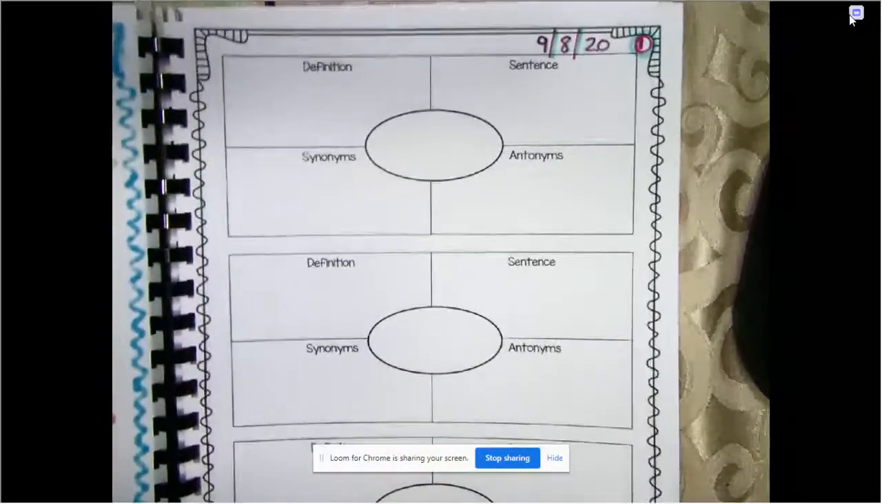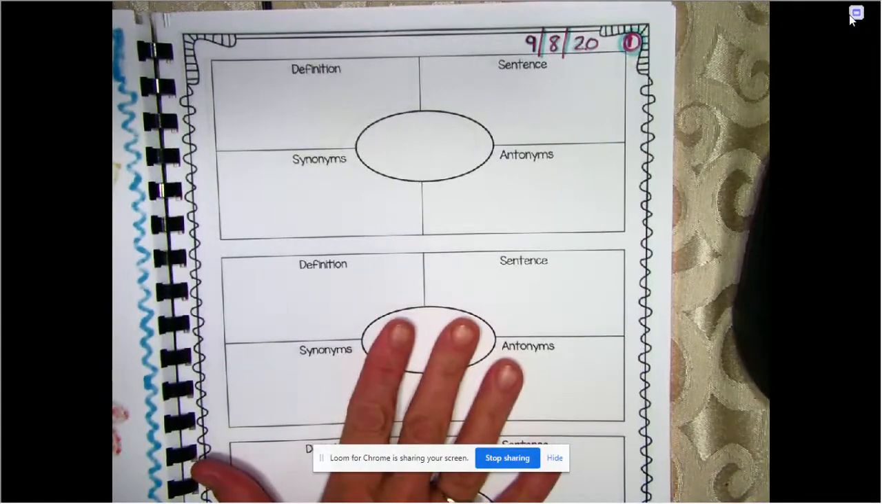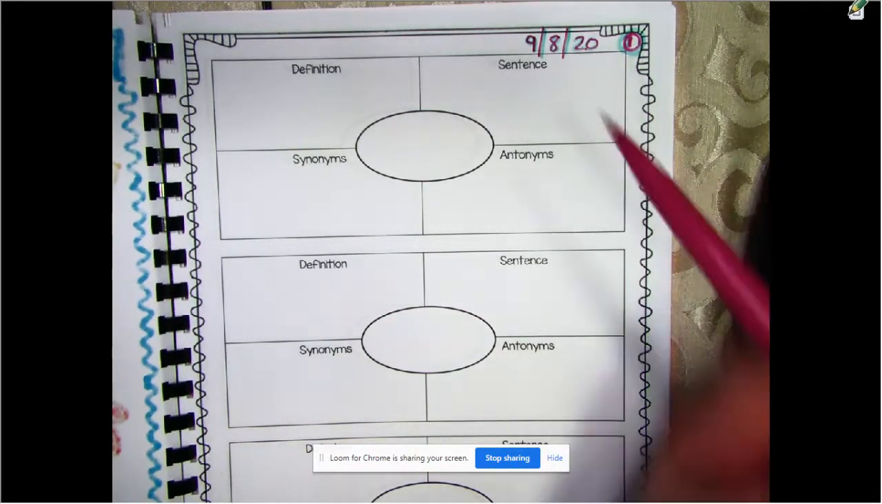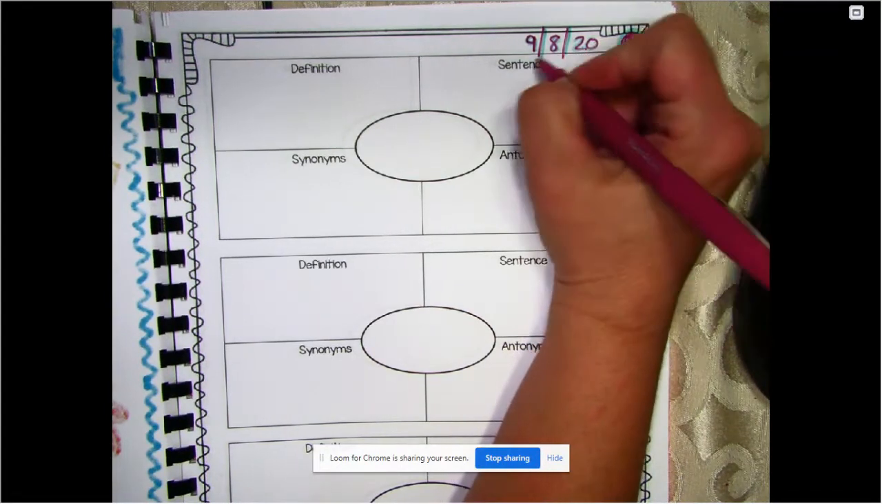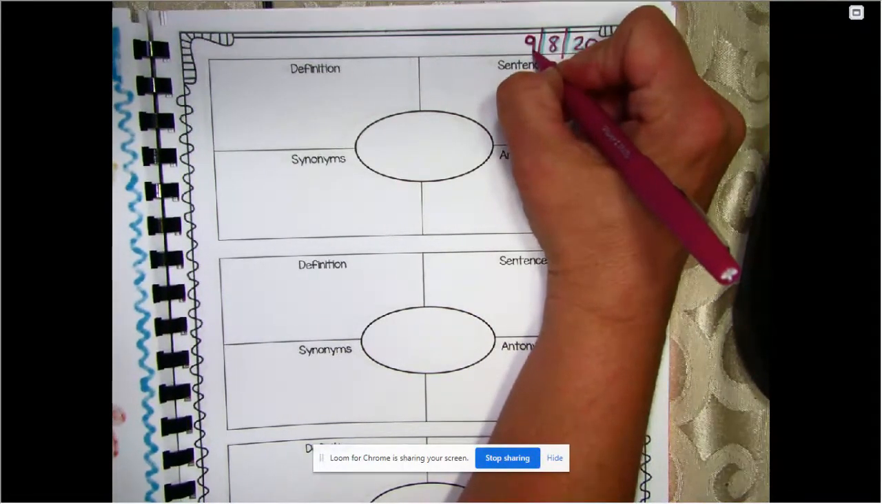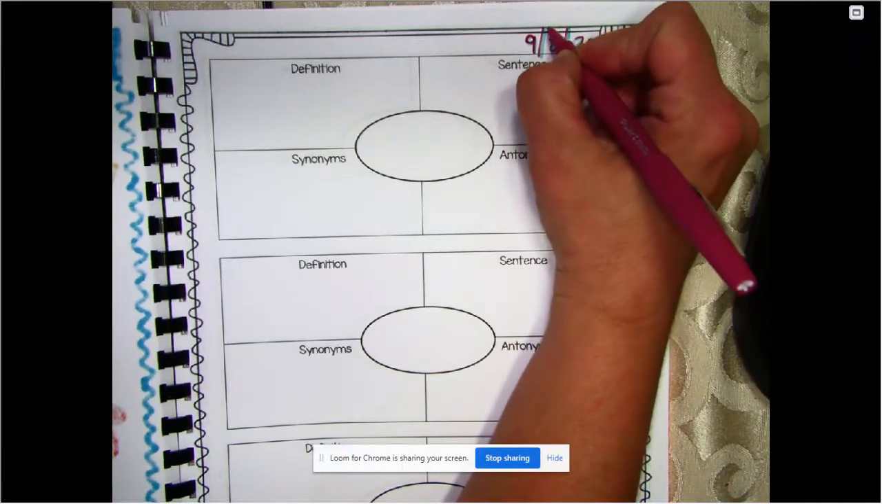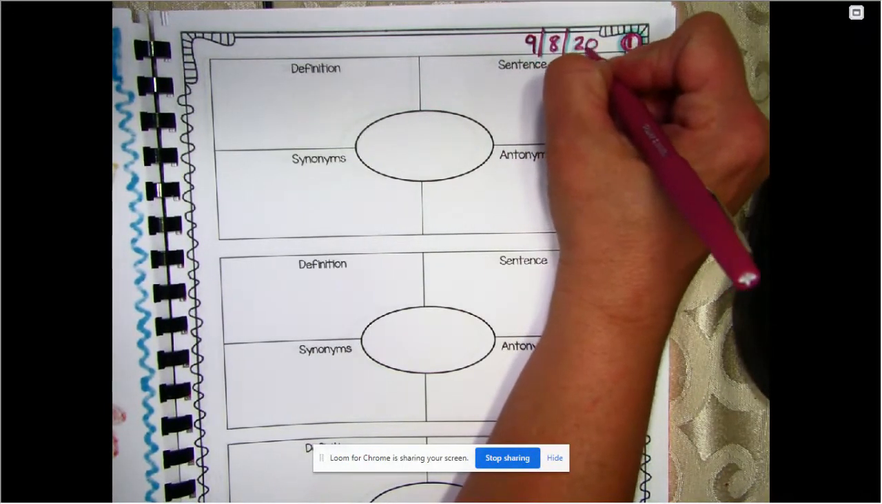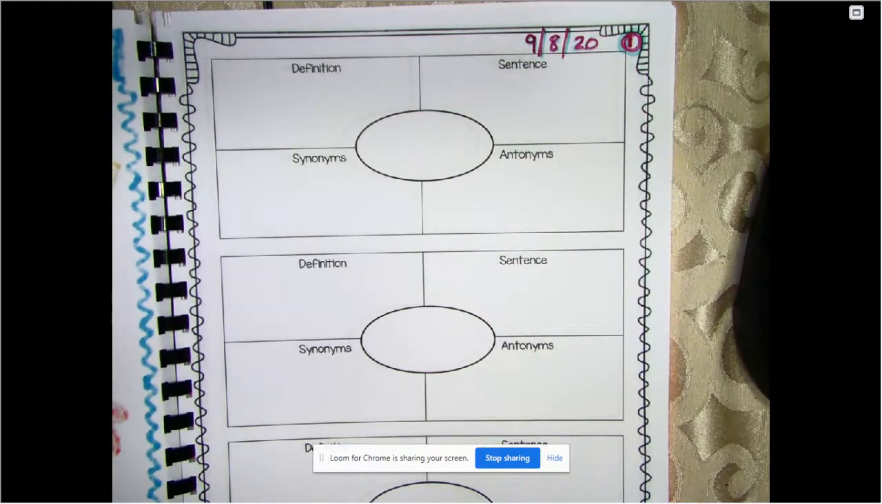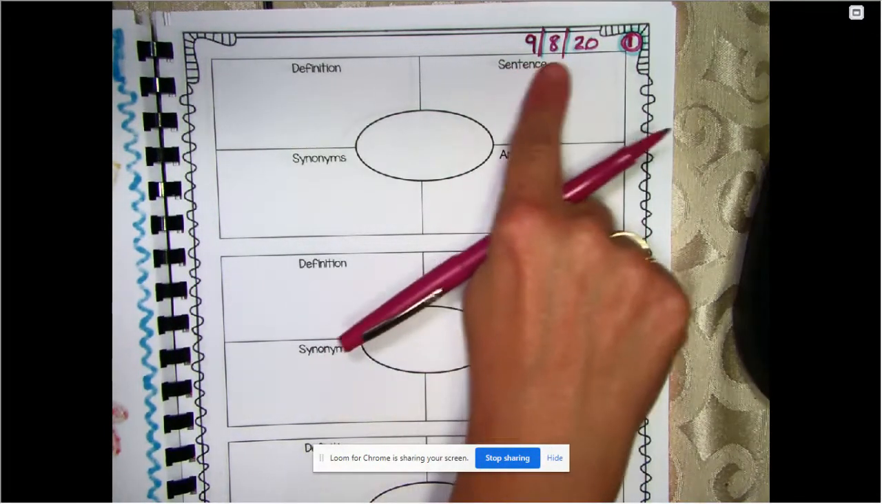So when we turn the page, the very first thing I want you to do is write page 1 in the corner, and I'd like you to write the date. Today is 9, which stands for September, 8/20, which stands for 2020. So we have the month, the day, and the year.